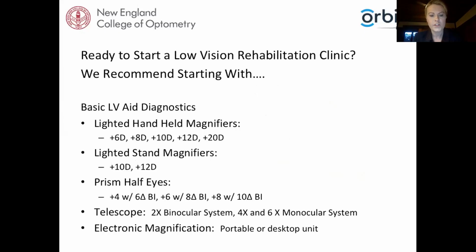There was one question up there that I noticed about the basic things that I recommend to have on hand for a low vision clinic when you're just starting out. This is our list that Dr. Melkin and I have come up with in terms of some handheld magnifiers and some powers of stand magnifiers to begin with. So with that, we'll get to the questions in the panel here.